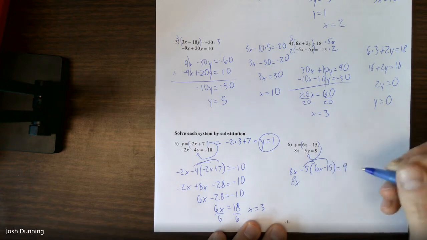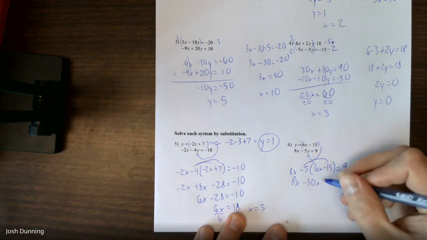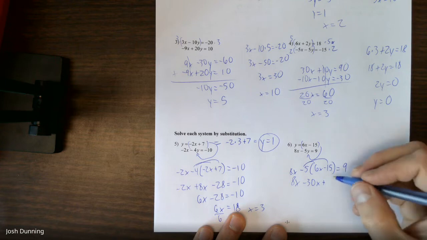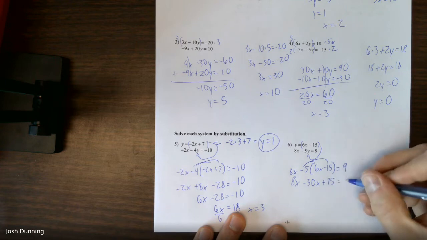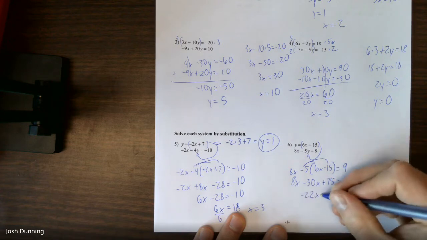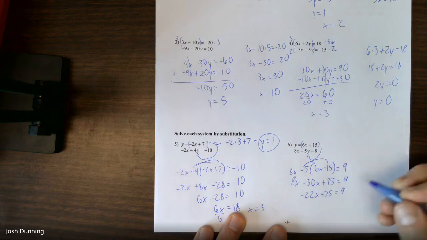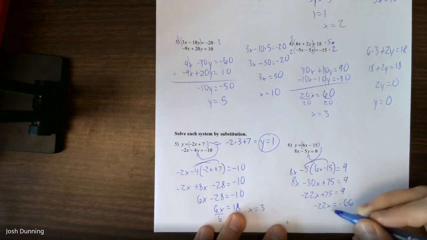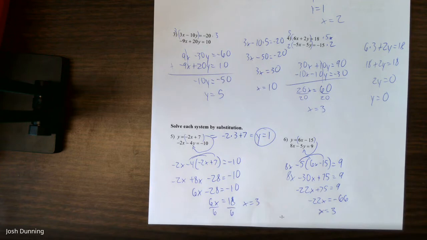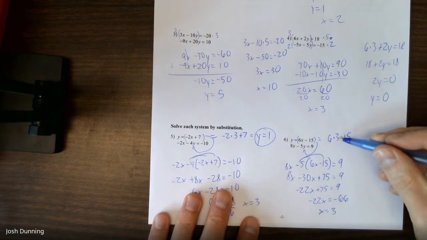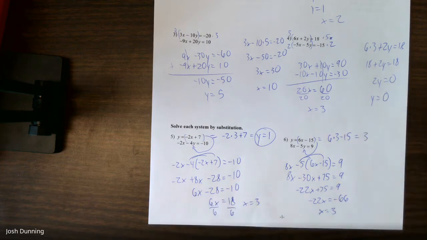Bring the 8x down, negative 5 times, so minus 30x, but then double negative, so be careful. That's going to make that 75. 8 minus 30 is negative 22 with the x. Then we'll minus 75. You get negative 66. Divide that by negative 22, you get 3. 6 times 3 minus 15, 18 minus 15. Y is 3.